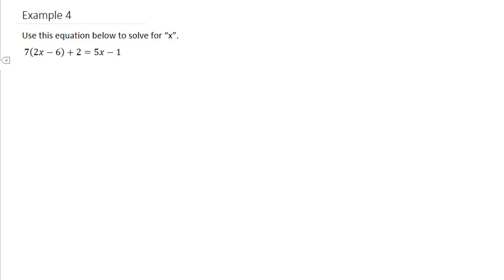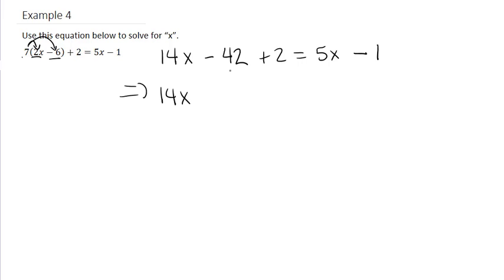So here we have this. So let's go ahead and distribute, and we'll rewrite it like this. So we have 7 times 2x, so that's 14x. Now we have 7 times this negative 6, so that's minus 42. And then we have plus 2, which is equal to 5x minus 1. So the first thing we do is combine like terms, so we can add these together. So we're left with 14x minus 40, which is equal to 5x minus 1.